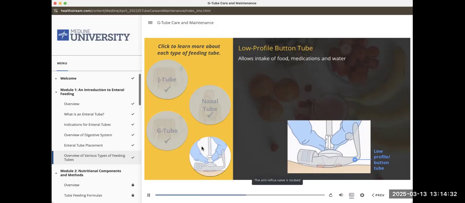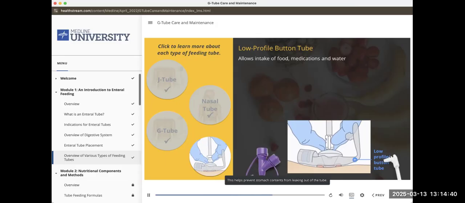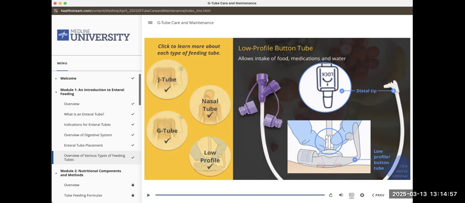The anti-reflux valve is located inside and toward the top of the feeding port. This helps prevent stomach contents from leaking out of the tube. The extension set will open or unlock the valve. Balloon volume should be checked weekly via nursing. Be sure residual formula is not left to pool and dry inside the valve opening, as this can clog the tube.